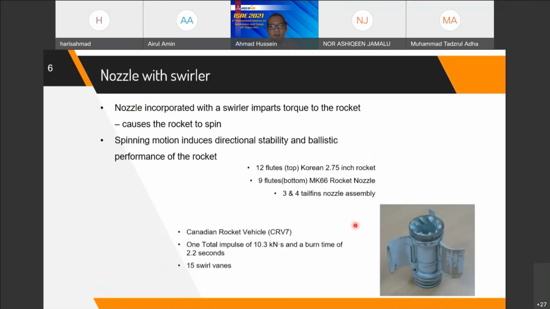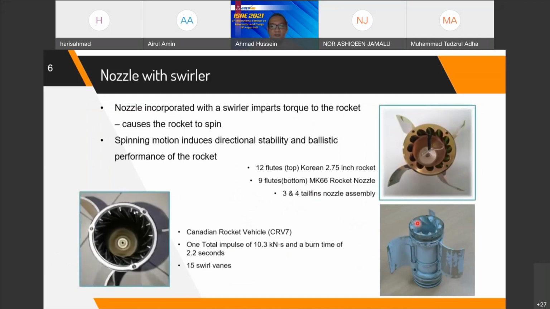As can be seen here, this is a nozzle with a swirler, and also a nozzle with flutes. Basically there are two major types of nozzle used here. The nozzle incorporated with a swirler will impart torque to the rocket, and thus the rocket will spin. There are various parameters in this design, for example the number of flutes or swirl vanes, the height of the swirl vanes, and the number of fins. You can see here that there are 4 fins in this Korean 2.75-inch rocket, and there are 3 fins here for the MK66 rocket nozzle.